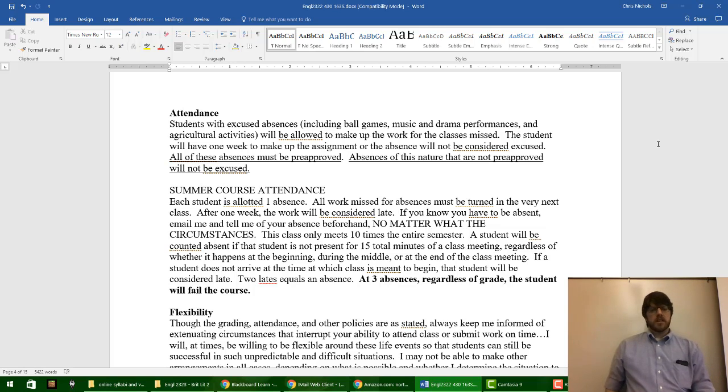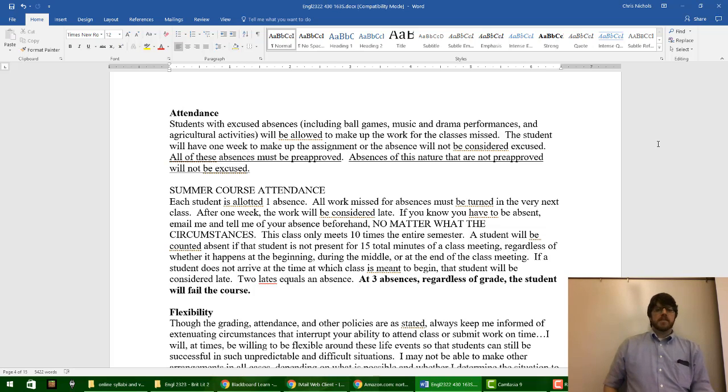Now with summer course attendance, I have a completely different paragraph that I put in. Each student is allotted 1 absence. All work missed for absences must be turned in the very next class. After 1 week, the work will be considered late. If you know you have to be absent, email me and tell me of your absence beforehand, no matter what the circumstances. This class only meets 10 times the entire semester.